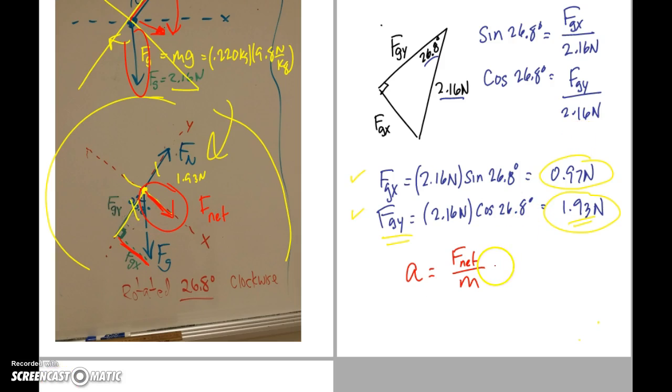So Newton's second law, acceleration equals net force over mass. The net force for this particular case is that x component of the gravitational force, 0.97 newtons. The mass, 0.223 kg is the actual mass that I measured. That equals 4.35, and the units would be acceleration units, meters per second squared. So that's the acceleration of the cart down the ramp.